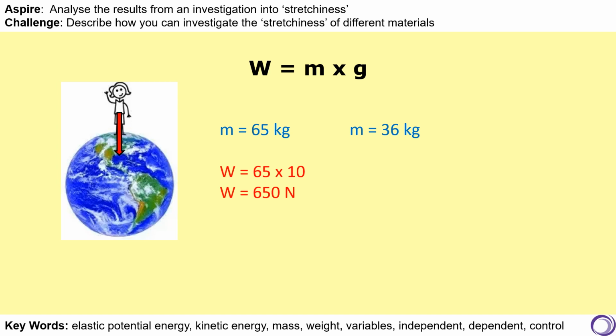Okay, that's 30 seconds up. So hopefully you've done this calculation. Weight equals 36 times 10, which is the mass times gravitational field strength, and you found that it was 360 newtons. So let's have one more go.